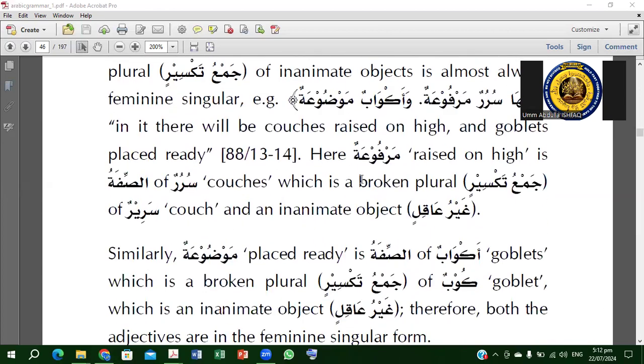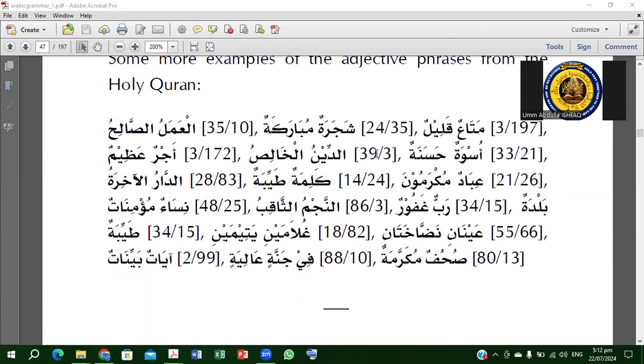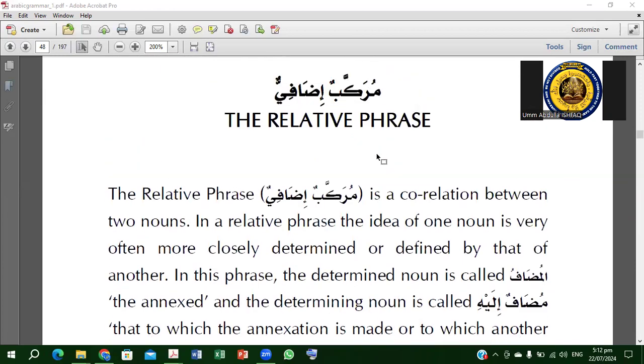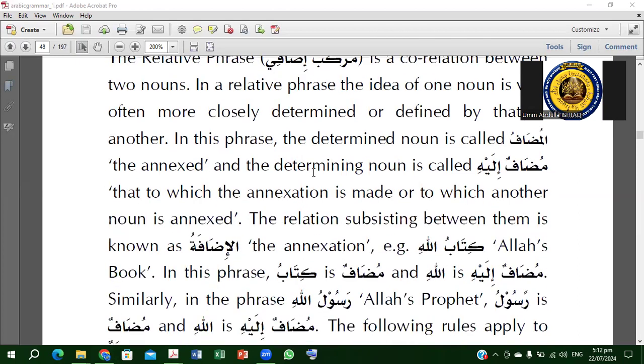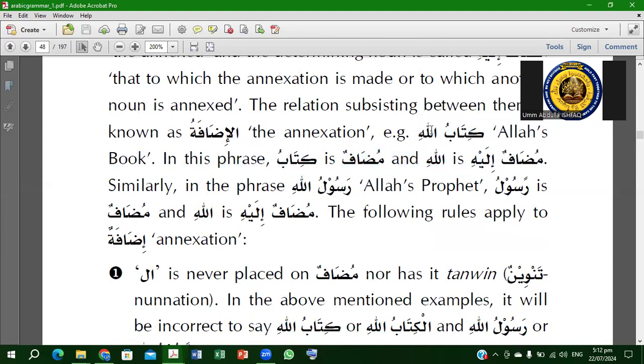Okay, let's move next. So this is sifa mausuf, matching in all four attributes. The next is a relative phrase, murakkabe idafi, the relative phrase. The best example you can remember is Kitabullahi, the book of Allah. So now kitab is mudaf, the first noun, because we read it from here, and the second noun is mudaf ilayhi. This has a relation with this.